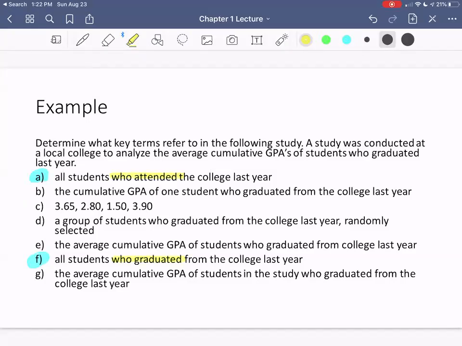So look back at our original study. A study was conducted at a local college to analyze the average cumulative GPA, so that was what's being computed, of students who graduated last year. So we don't necessarily care about who all attended, because we're only looking at the people who graduated. So in our case, the population is not A, the population is letter F. I'm going to try to squeeze these words in here. So this is population.